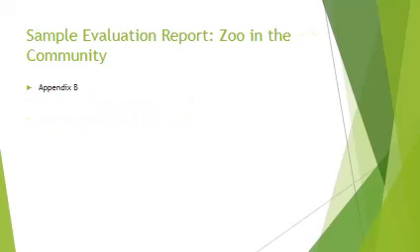Appendix B was in reference to the sample evaluation report, which was about the zoo in the community at the end of the textbook. Appendix B provided specific details on the instrument used to collect data on the students' attitude towards learning science. In the sample report, they made 2 references to this, first in the instrumentation section and then again in the results. But in the results section, they provided more information.